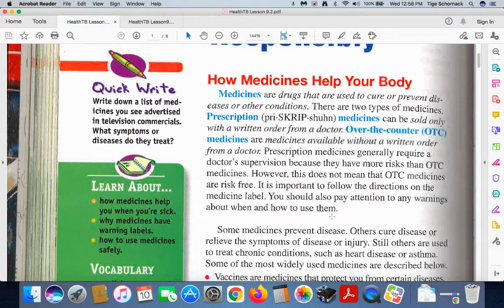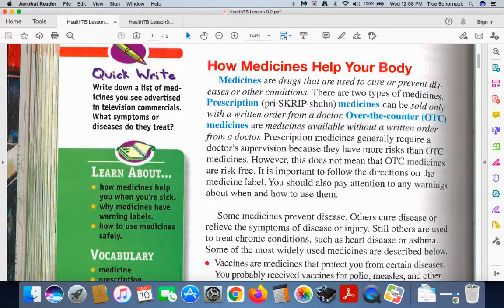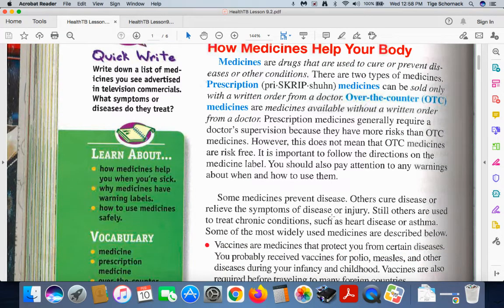Prescription medicines generally require a doctor's supervision because they have more risk than OTC medicines. However, this does not mean that OTC medicines are risk-free. It's important to follow the directions on the medicine label. You should also pay attention to any warnings about when and how to use them.